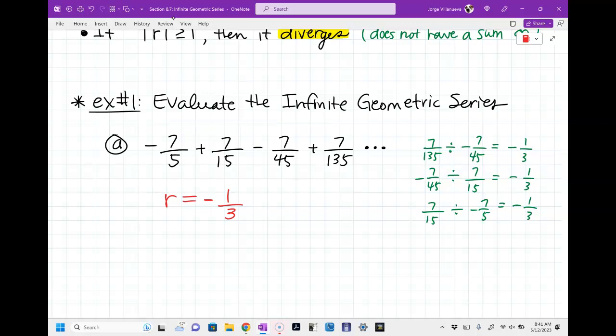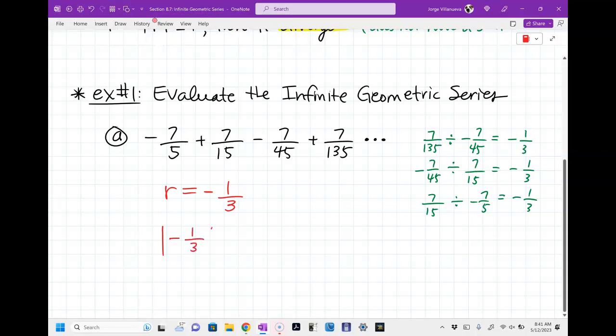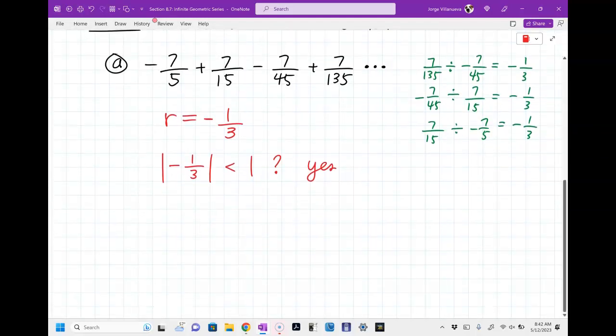So that's my R value. So if you couldn't think your way through it, you can just get your calculator, divide, okay? So you can find your R value. So is it true that the absolute value of negative 1/3 is less than 1? Is that true? I mean, the absolute value of a negative is just positive. Is it true that 1/3 is less than 1? Yes? No? Yeah, it is. 1/3, right? 0.33333. Since this is true, then I can do my sum.